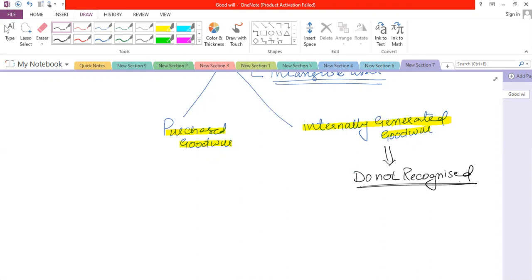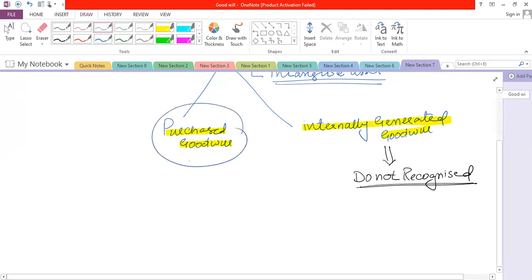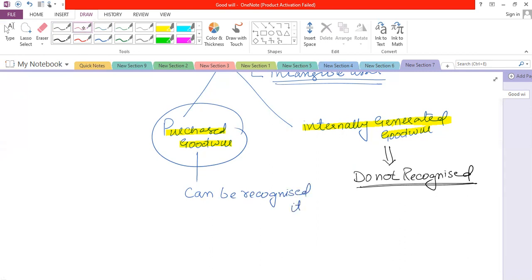Because if you were allowed to recognize internally generated goodwill, the problem is that the value would be subjective, and there is no criteria to measure the value of internally generated goodwill. So in simple words, internally generated goodwill has no recognition. But purchase goodwill can be recognized in the financial statements. Now, as a result of acquisition, when you acquire an entity, you pay something against the net assets.